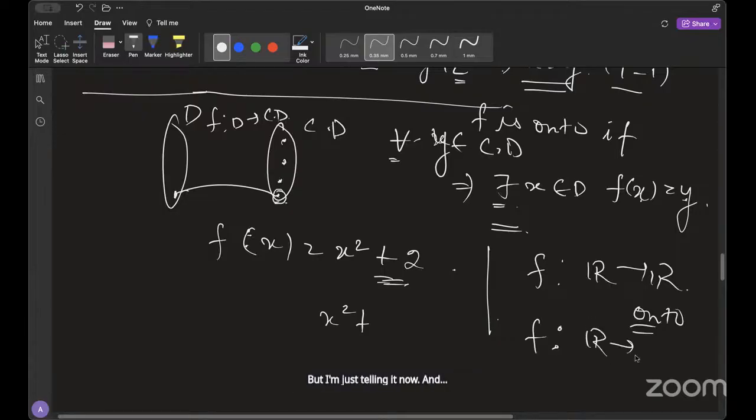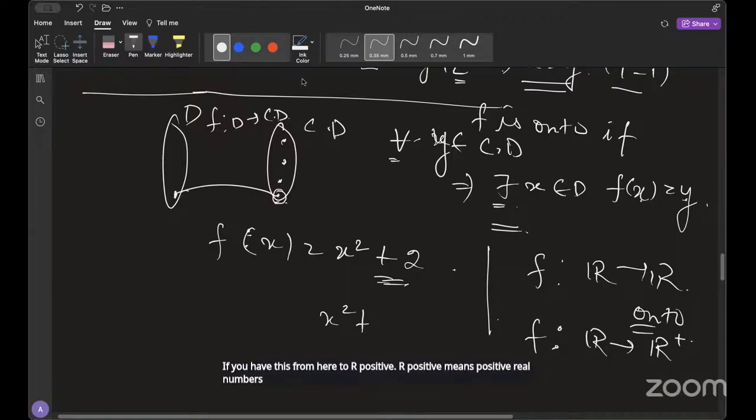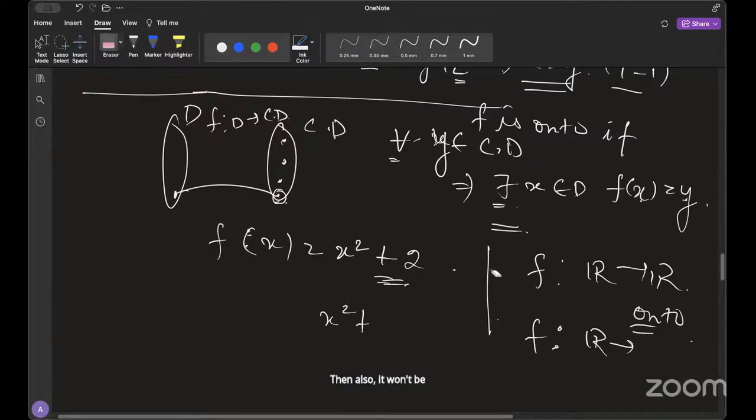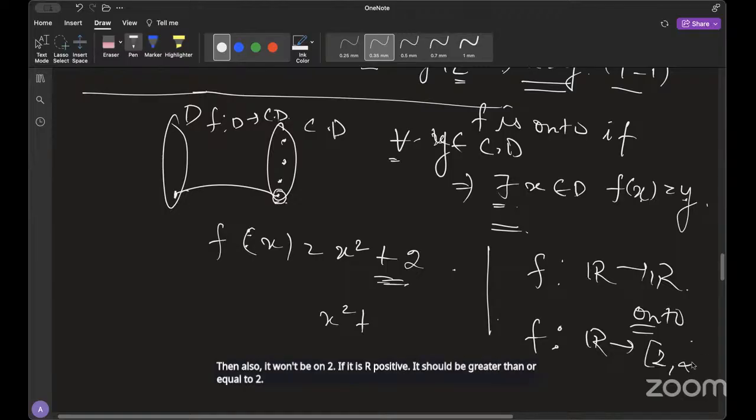And if you have this from here to R positive, meaning positive real numbers, then also it won't be onto. It is not onto. If the codomain is positive integers, it should be greater than or equal to 2. This is the thing, then it is onto, right?